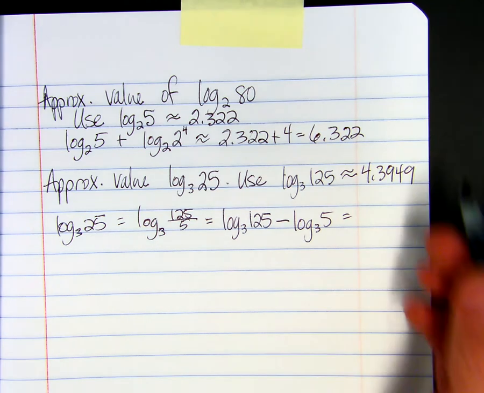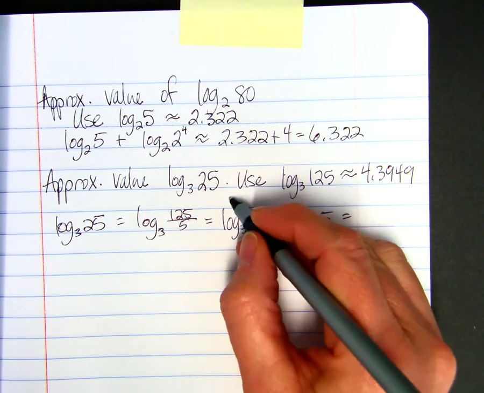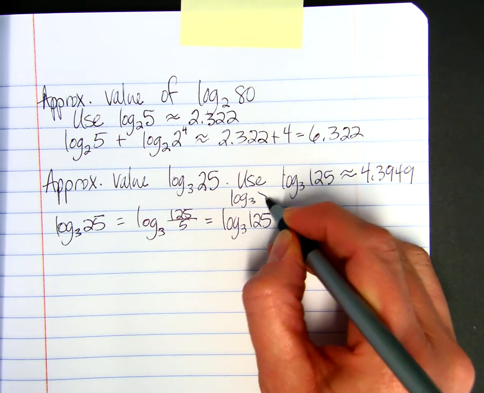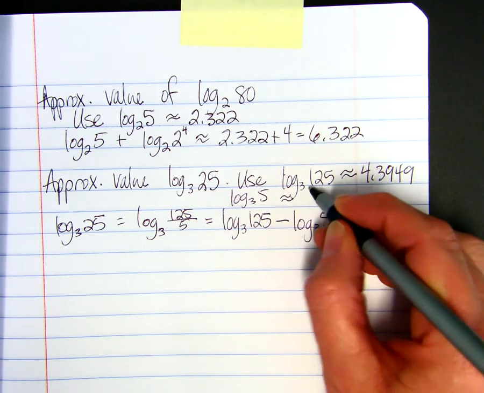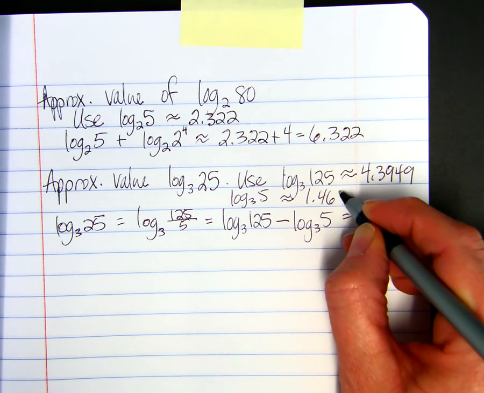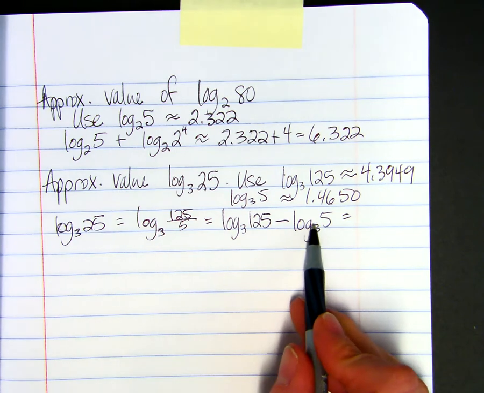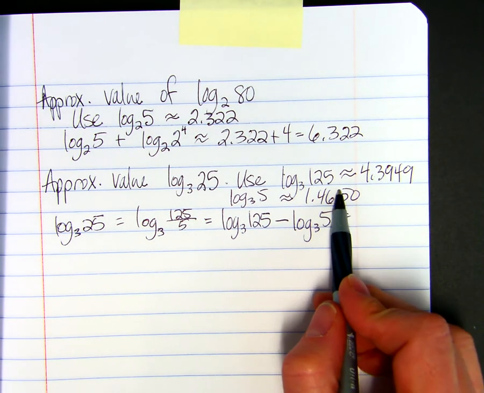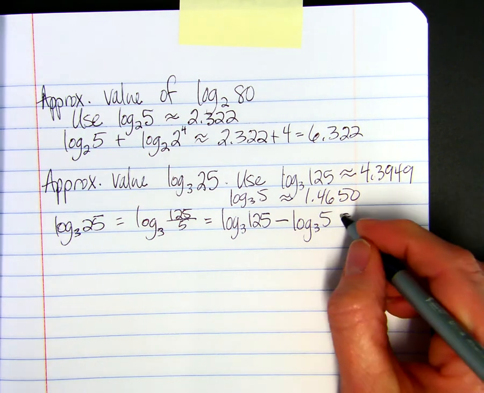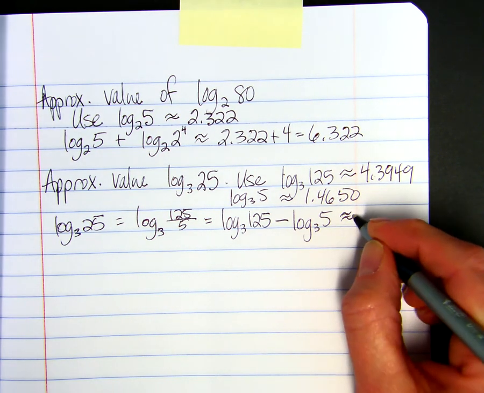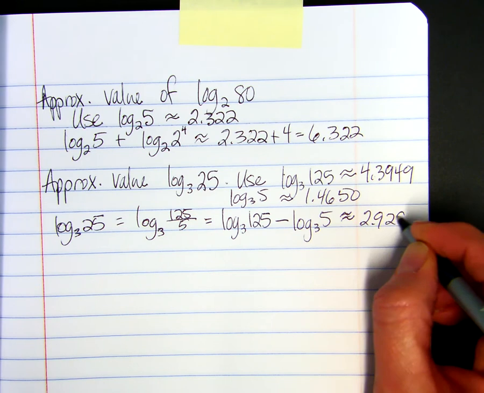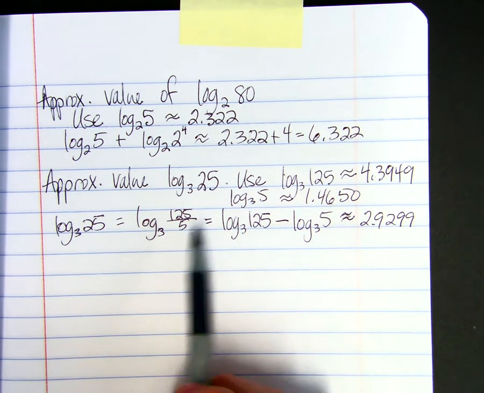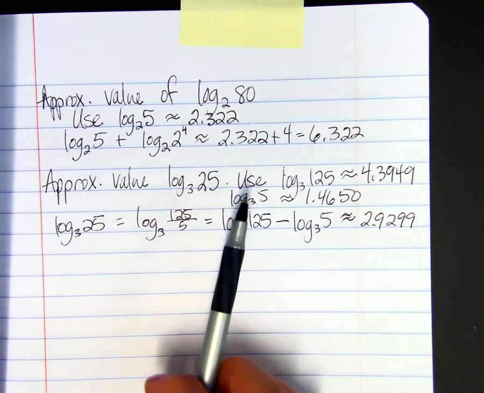Oh yeah, I was. Whoops. I'll write it up here. Log base 3 of 5 is approximately 1.465. Okay. So then, because we're subtracting, we just subtract those two numbers. And we get approximately 2.9299. And you should get the same answer if you do log 25 divided by log 3.